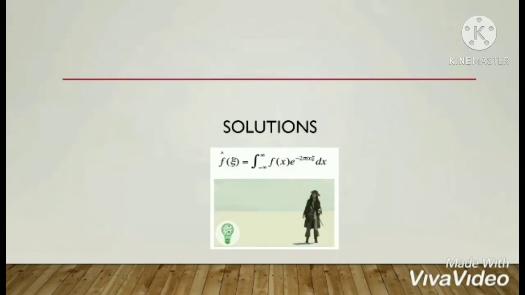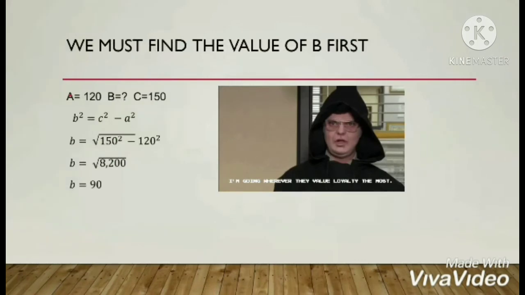Solutions. We must find the value of b first. a equals 120, c equals 150, b squared equals c squared minus a squared. b equals the square root of 150 squared minus 120 squared. b equals the square root of 8,100. b equals 90.